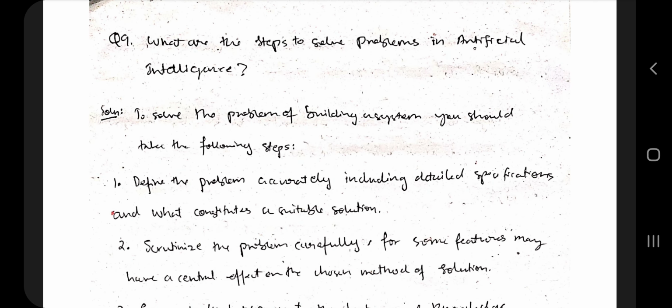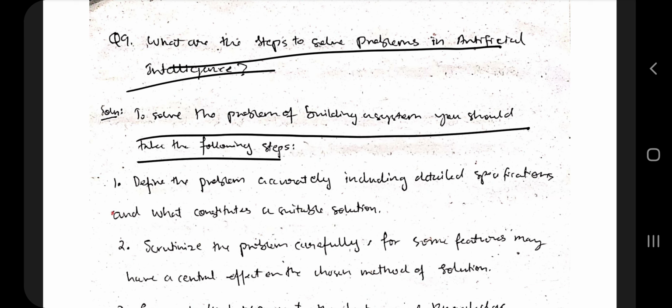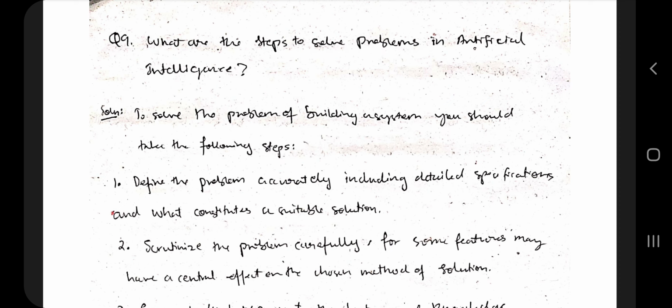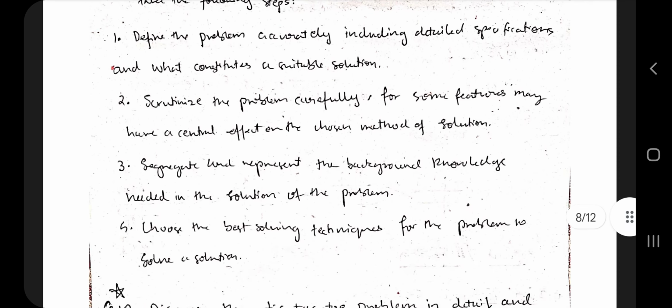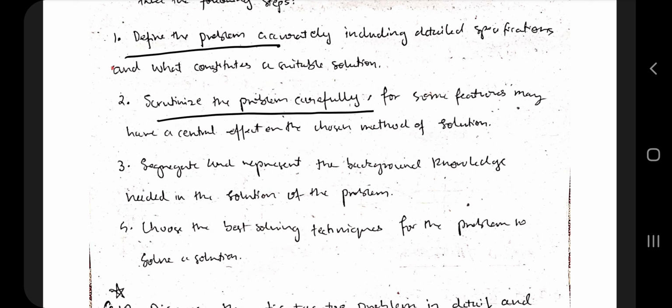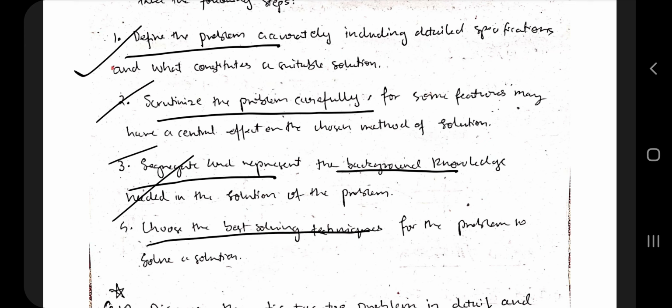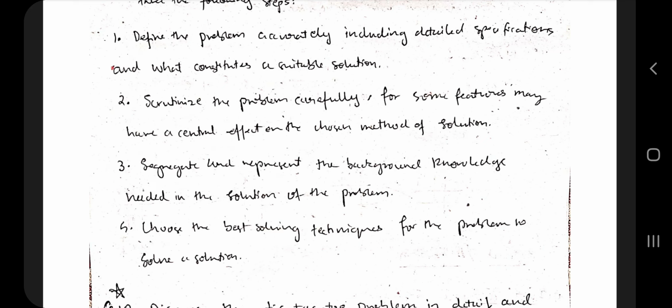The next question is, what are the steps to solve problems in artificial intelligence? To solve problems in artificial intelligence, you should take four steps. How many steps should you take to solve any problem? Four steps. Define the problem first. Scrutinize the problem carefully: what features do we need, and what features do we not need? Segregate and represent the background knowledge, in which context it belongs, so that the solution is more accurate, and choose the best solving technique. Four easy things: define the problem, scrutinize it and remove the unwanted features, give the background knowledge and context, and finally choose the best solving technique.